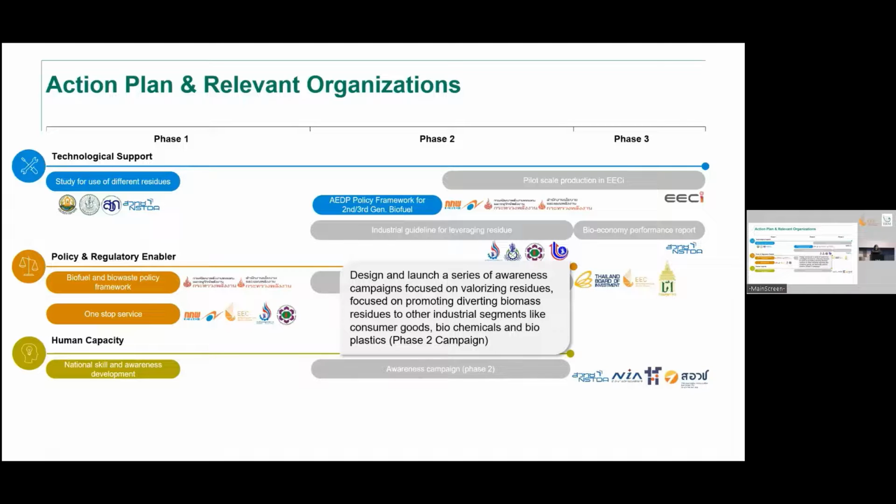So in phase 1, we talked about focusing on how second generation fuel can be produced, thereby reducing the pressure on first generation fuels and first generation crops. And phase 2 of this campaign would focus on how these residues can also be diverted to other industrial segments like biochemicals, consumer goods, and bioplastics.